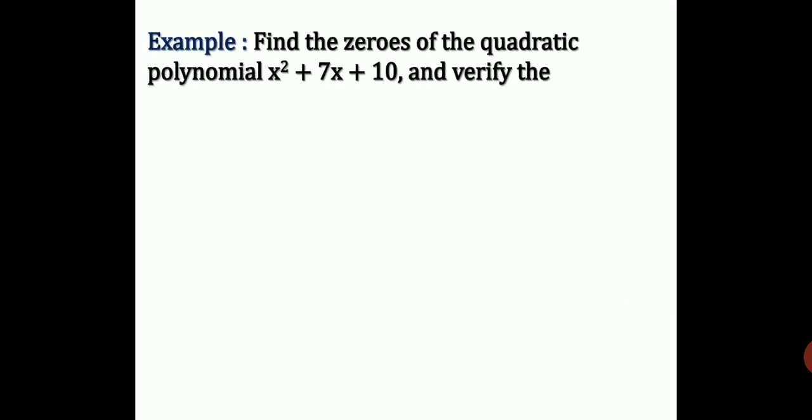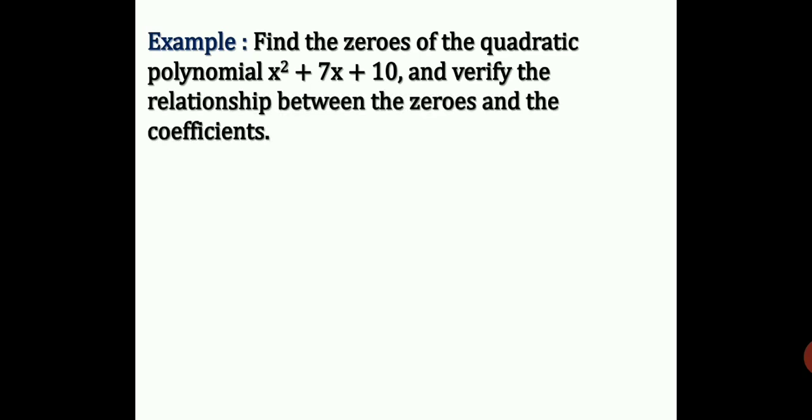Now that we know the relation between the zeros of the polynomial and the quadratic polynomial, we get an example. Find the zeros of the quadratic polynomial x square plus 7x plus 10 and verify the relationship between zeros and the coefficients. So just prove that alpha plus beta is equal to minus b by a and alpha into beta is equal to c by a. But finding alpha and beta means finding the zeros. You know the factorization method, so we just factorize x square plus 7x plus 10.